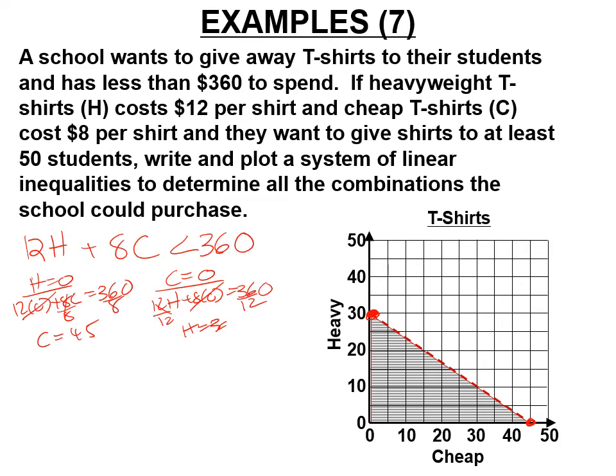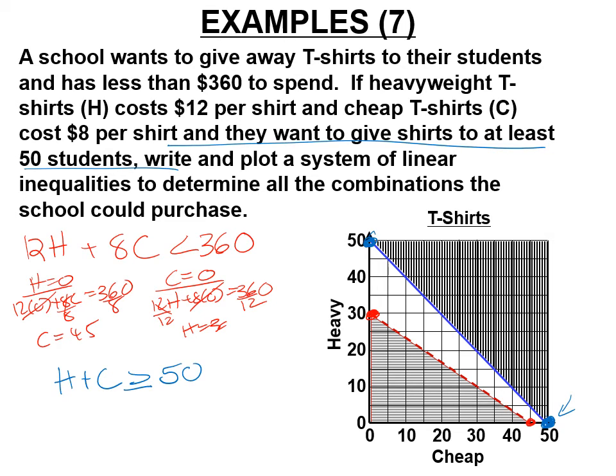And there it is. Now we're going to add that they want to give shirts to at least 50 students. So we have H plus C has to be greater than or equal to 50, right? So we can give away 50 of the cheap, or 50 of the heavyweight. 50 of the cheap is down here, 50 of the heavyweight is up there, and let's do that.